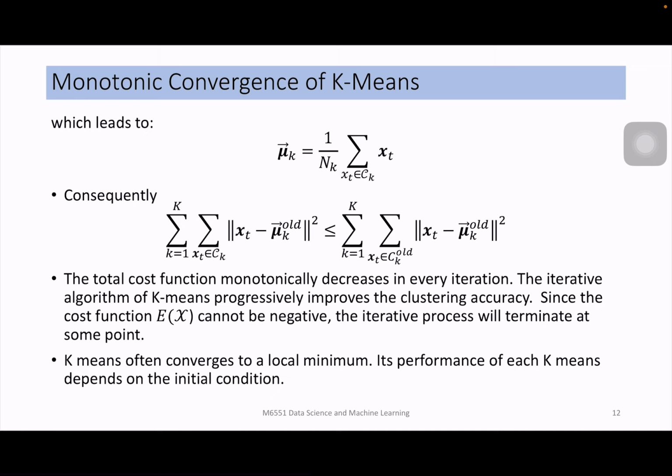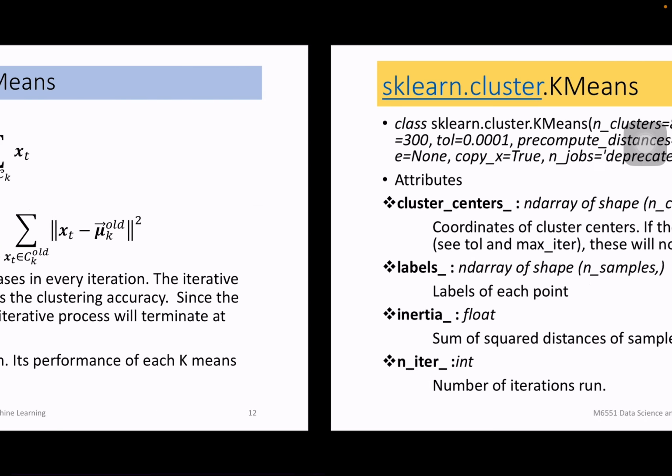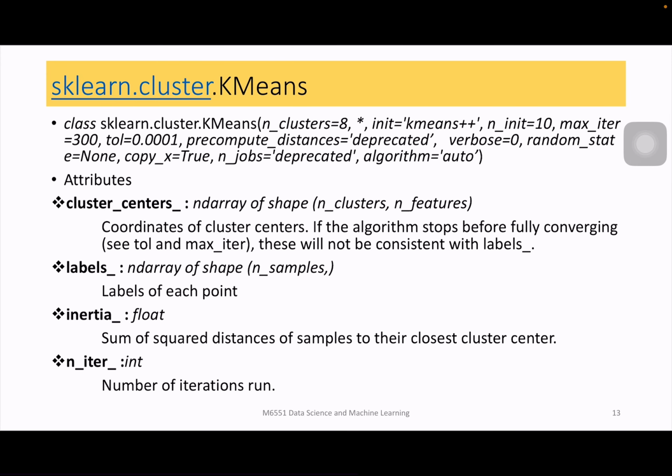The iterative algorithm of k-means progressively improves the clustering accuracy. Since the cost function cannot be negative, the iterative process will terminate at some point. So k-means often converges to a local minimum. The performance of k-means depends on the initial condition. So in the sklearn k-means, there are some classes over there.